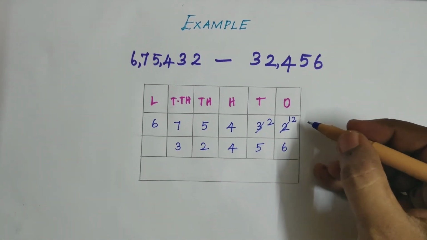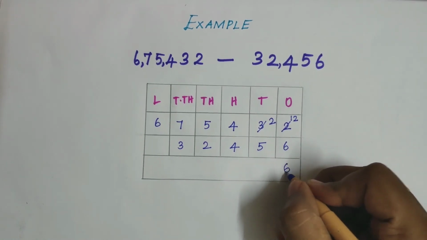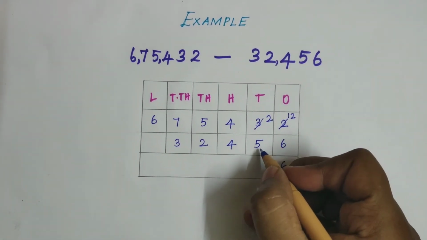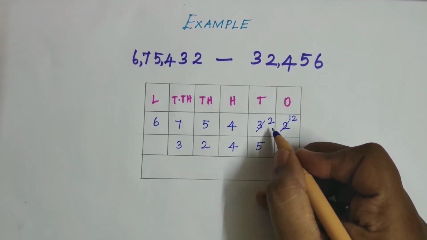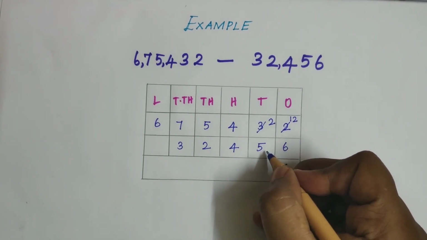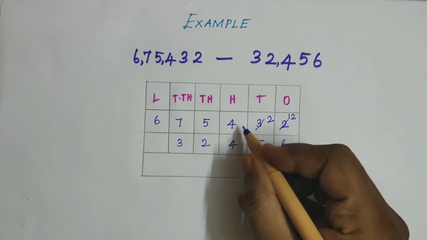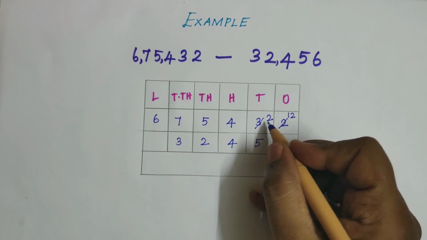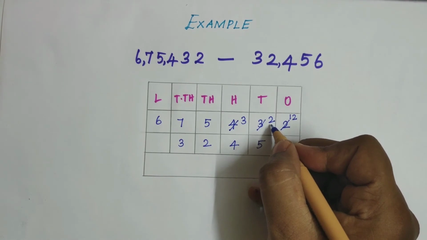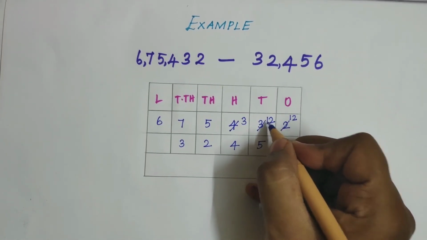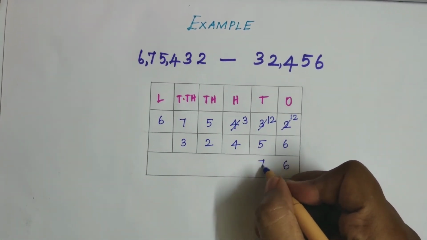Now let's subtract the ones column. 12 minus 6 is 6. Now come to the tens column. 2 minus 5. We cannot subtract 5 from 2 because 5 is a greater number and 2 is a smaller number. Therefore, we have to borrow 1 hundred to the tens place. So the 4 in hundreds place will become 3 and the 2 in tens place will become 12. Now 12 minus 5, we will get 7.